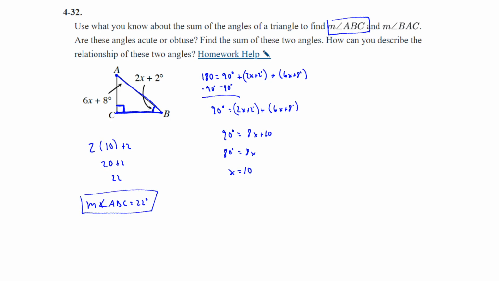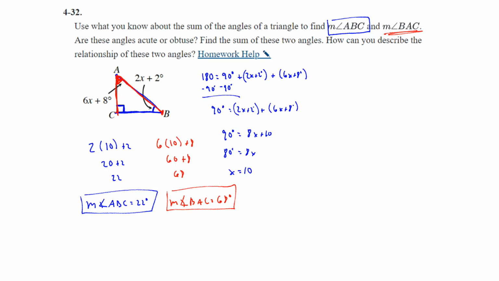Now we're going to look at angle BAC. So now we're going B to A to C. So we're going in this direction now. BAC. So now we're looking at this angle. And that's the 6x plus 8. So 6 times 10 plus 8, 60 plus 8 is 68. So now we know that the measure of angle BAC is equal to 68 degrees.